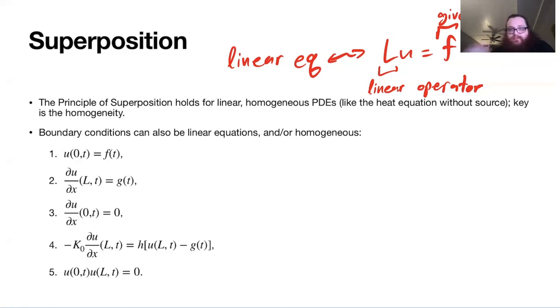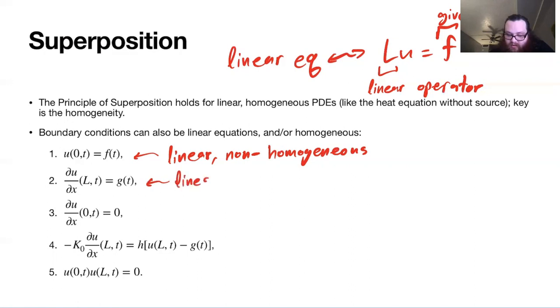We've seen a bunch of possible boundary conditions. One example is to specify the value of a function at an endpoint. This is linear, but non-homogeneous. We can also specify the derivative at one or the other endpoint. This one is linear, also non-homogeneous.